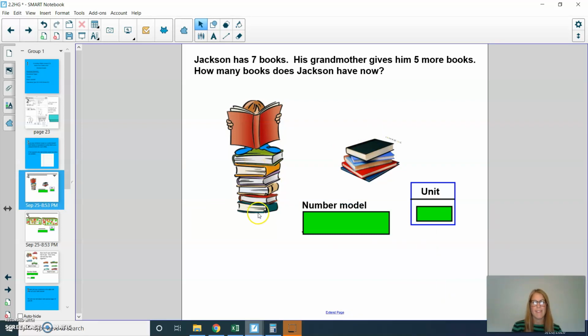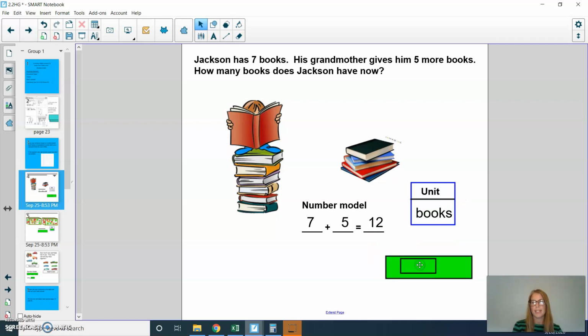Jackson has 7 books. His grandmother gives him 5 more books. How many books does Jackson have now? Can you show me a number model and also tell me what the unit is? Press pause and then play when you have your answer. So my number model, I have 7 plus 5 equals 12. And my unit would be books.